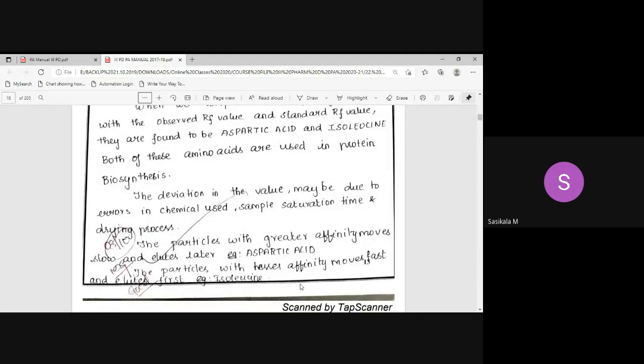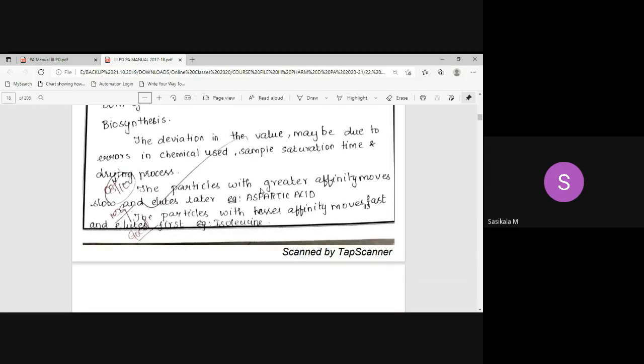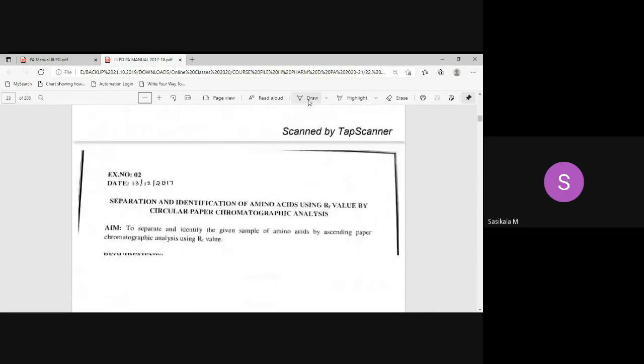Write the applications of paper chromatography, the application of the amino acid you have selected, and the concept behind that separation. Here they have written, see, the particles with greater affinity move slow and elute later, that is aspartic acid, and the particles with lesser affinity move fast and get separated first, that is isoleucine. So all this you can write, the mechanism and all. Whatever way you have understood that experiment, you can write.